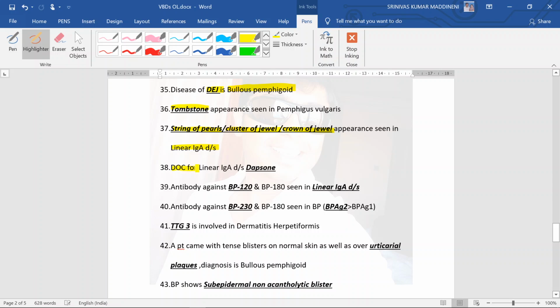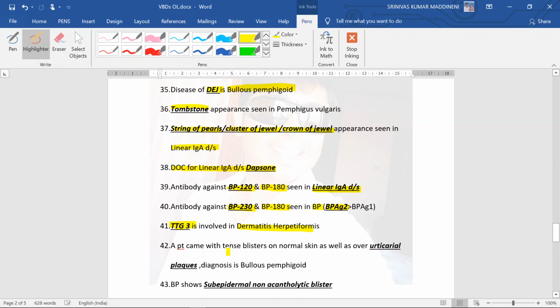Drug of choice for linear IgA disease is dapsone. Antibody against BP120 and BP180 is seen in linear IgA disease, whereas antibody against BP230 and BP180 is seen in bullous pemphigoid. Remember, BPAG2 is more common. Tissue transglutaminase 3 is involved in dermatitis herpetiformis.